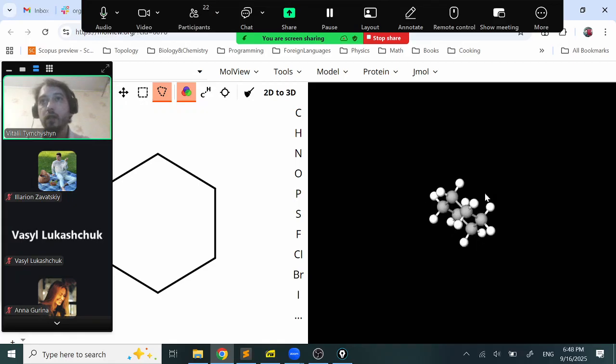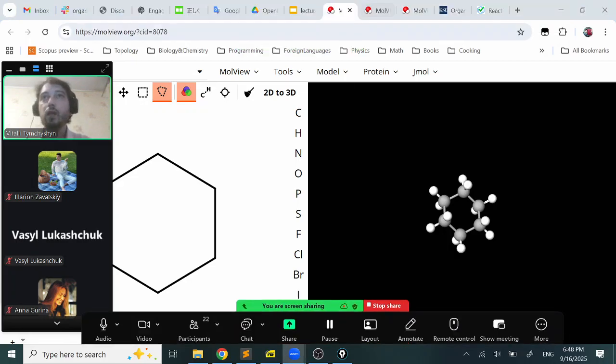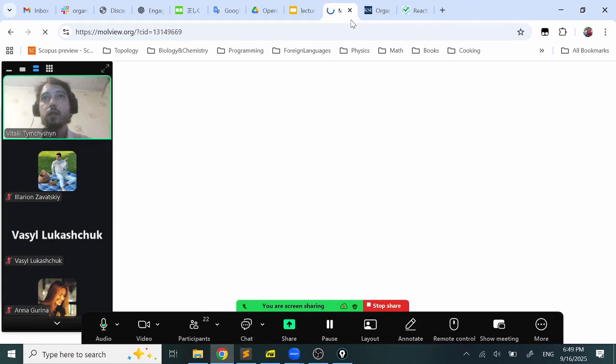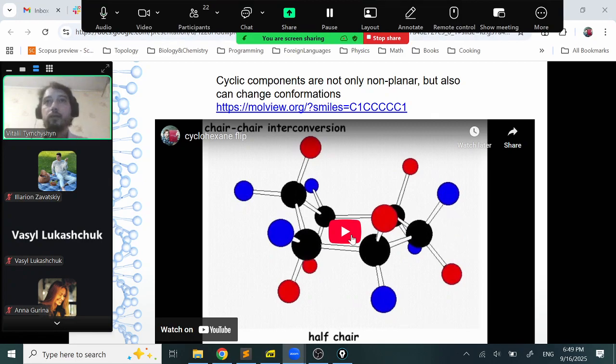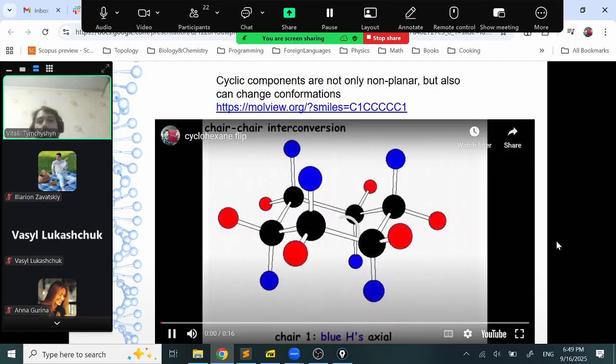And here you see this chemical. And the thing is that this chemical can exist in a few different conformations. So I will show you a small video about changing these conformations, just to show you that rotation around a single bond may be not so trivial as we might think. So let's check.